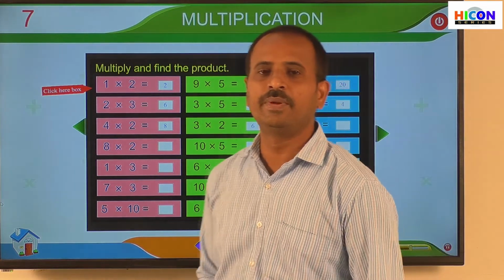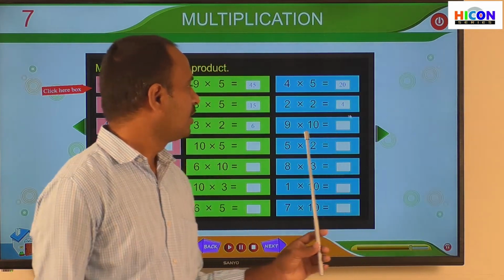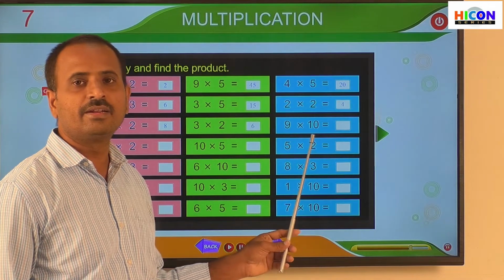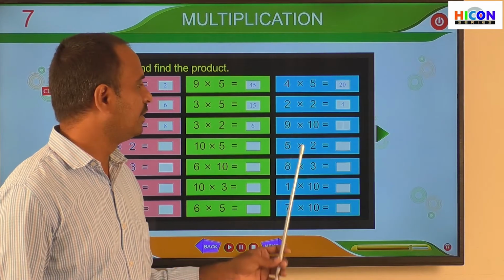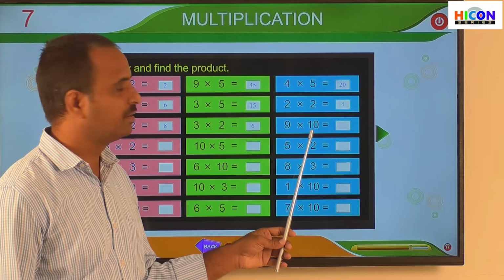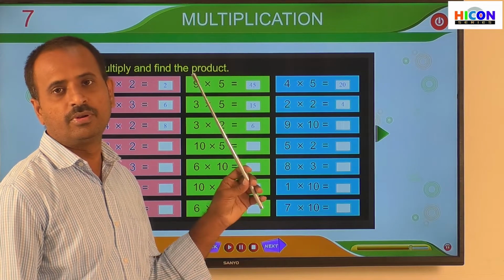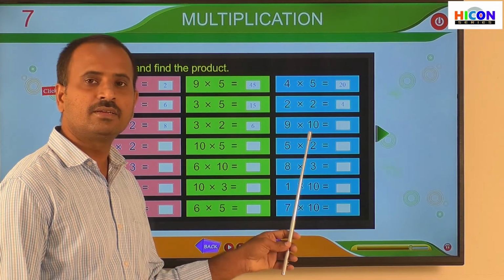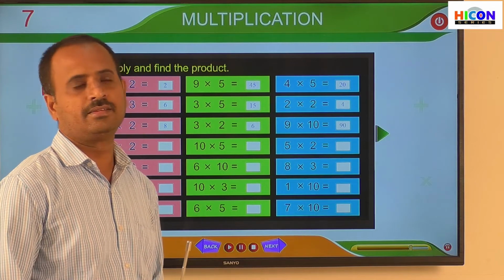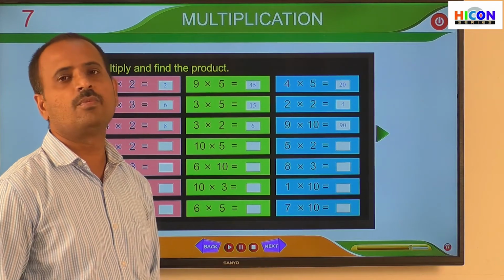And see the next multiplication. So that is 9 into 10 is equal to. That means 9 10s are. So children, this is the 10th table. That is 9 10s are 90. So write 90 in the box.